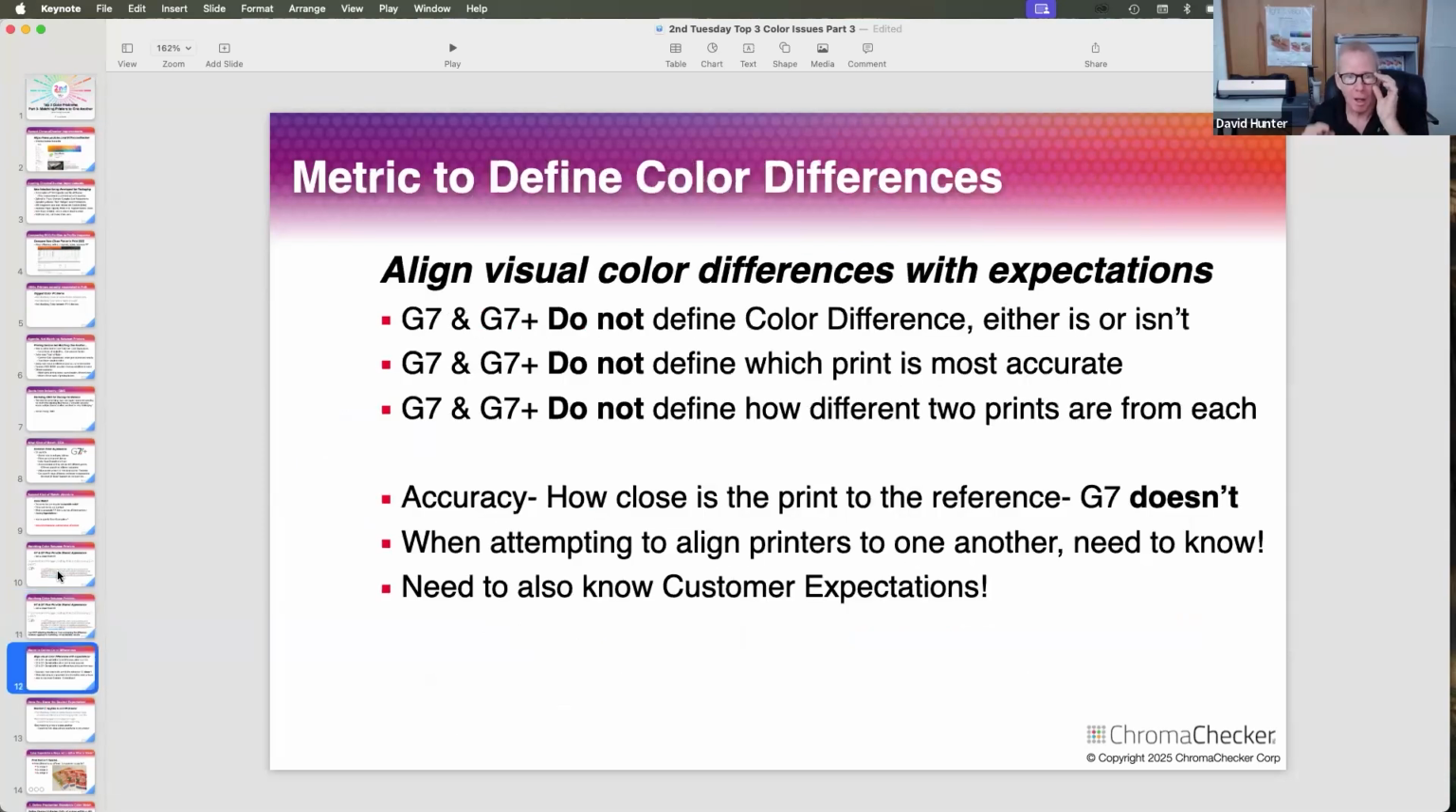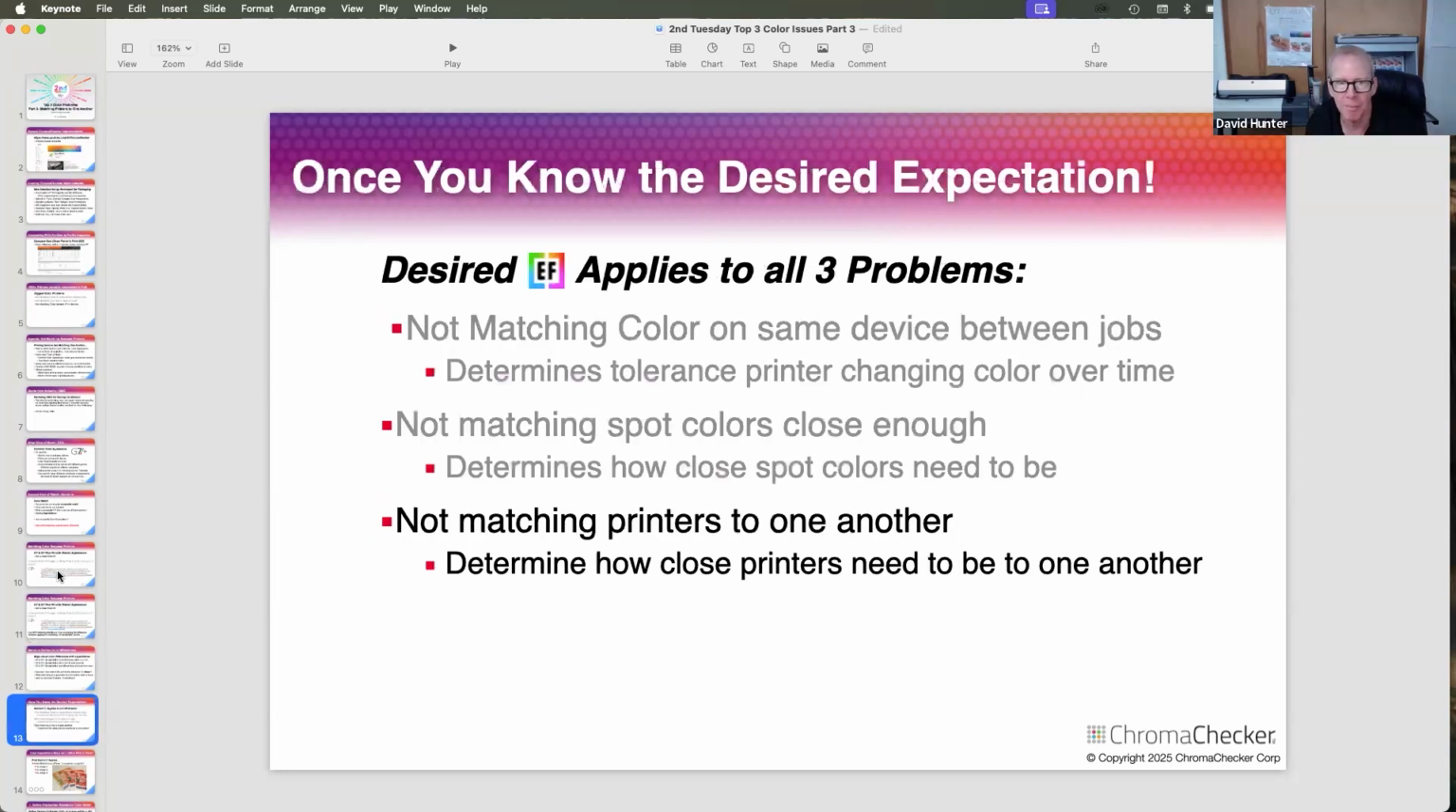So we need a metric to define color difference. G7 and G7 Plus do not define color difference in terms of which G7 verified proof or print is closest to Grackle. G7 doesn't tell you which one's most accurate. G7 doesn't tell you how different they are to one another. So this is where accuracy is critical. Accuracy is where E factor comes in. And when attempting to align printers to one another, you have to know what the accuracy is of the printer.